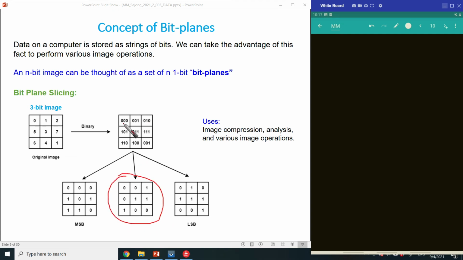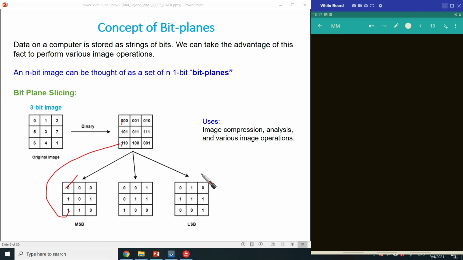Now we consider the next bit, the second bit. So second bit is 0, so that means this is 0. And here the second bit is 0, so this is 0. Now here the second bit is 1, so this is 1. In this way you also consider another plane. And then the last one, that means MSB, you just now take the very first one, so that means this one is 0, so this is 0. Similarly, for example, this one is 1, so that means this one is 1.